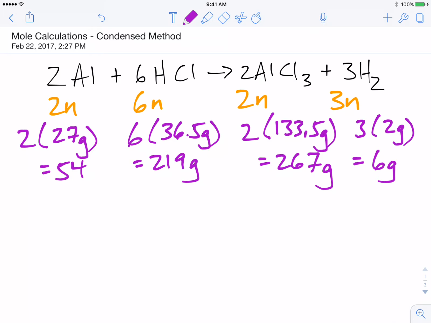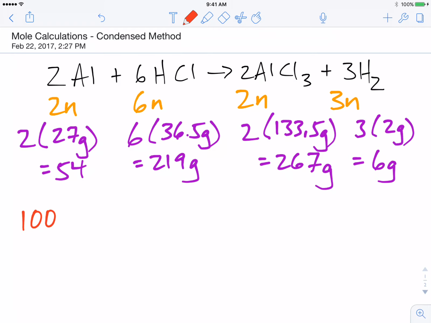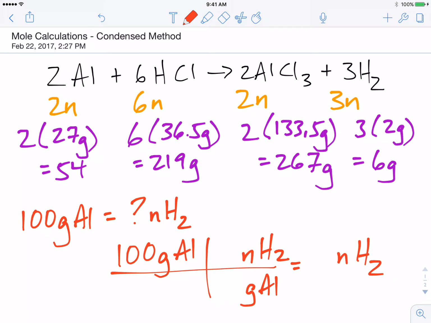Okay, so now let's do another one. Let's say that we had 100 grams of aluminum, and I wanted to know, for instance, how many moles of hydrogen that I would make. Okay, so we're going to set up the problem in a one-step situation here, and this is where things look a lot simpler for a lot of folks. Okay, we're going to put grams of aluminum on the bottom and moles of H2 on top. Okay. Now the reason we can do that is because we've already figured out all of the ratios of how things are going to react.